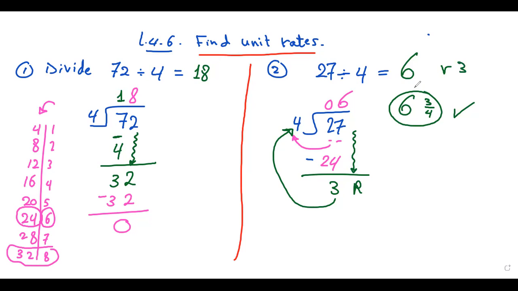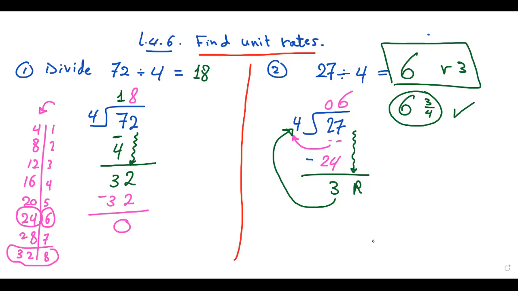That's right, teacher. But you can't make the remainder 3 a whole number. You have to put it like a fraction. You put 6, and then you put the 3 as a small number in a fraction. Okay. Yeah. So this is the second question.